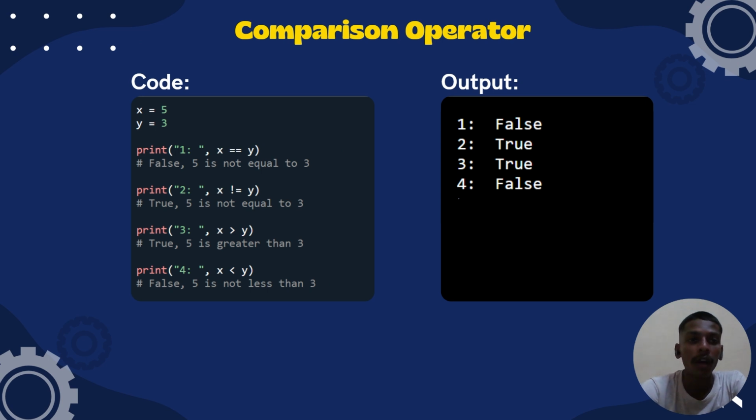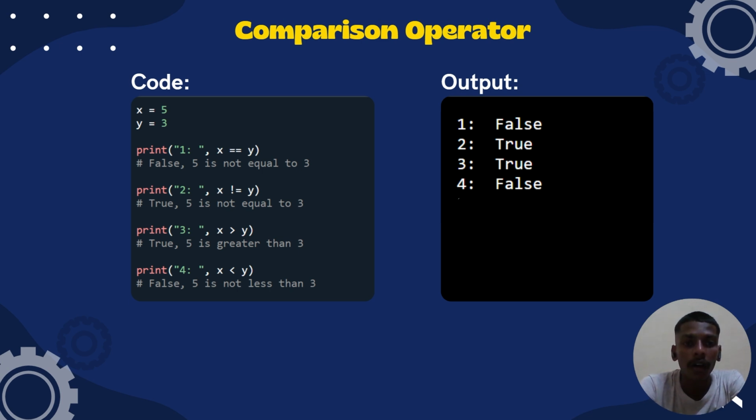Comparison operator code: x is equal to 5 and y is equal to 3. The variables have been given values. Print 1: x equal to y. X is equal to y, is it true or false? It's false. 5 is not equal to 3.